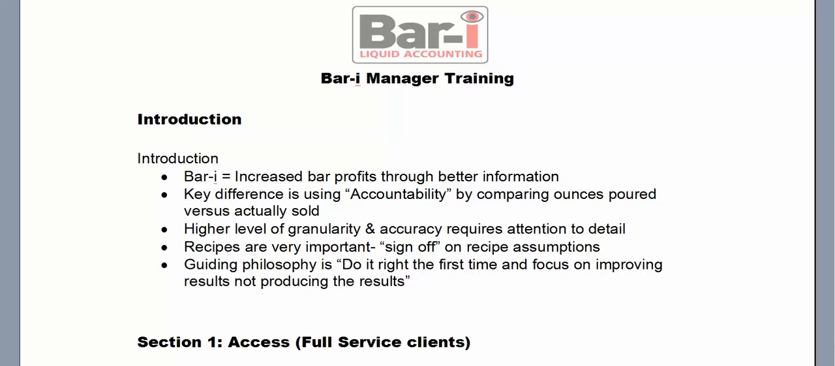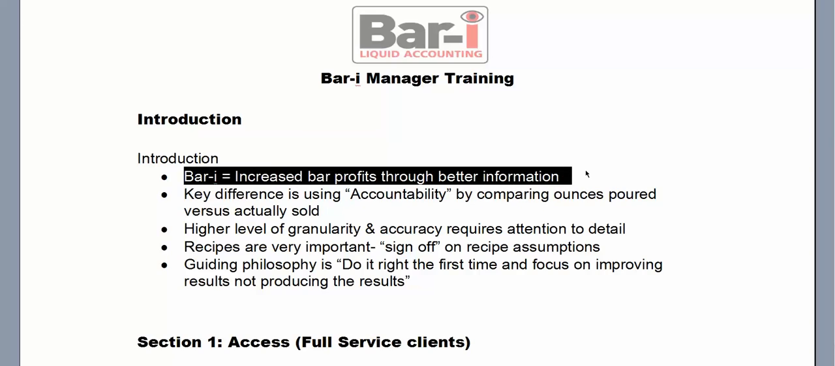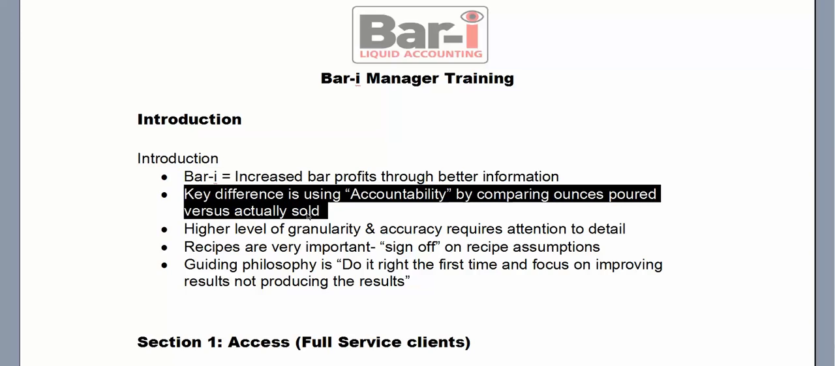So jumping into the introduction, what is BarEye? BarEye is an inventory service and system for bars and restaurants, and basically we enable bars to make more money by providing them with more detailed, accurate and independently produced information. The key difference with BarEye's system is that in addition to providing liquor cost, we provide you with accountability. What we mean by accountability is precisely comparing how many ounces of every product were poured versus actually sold.